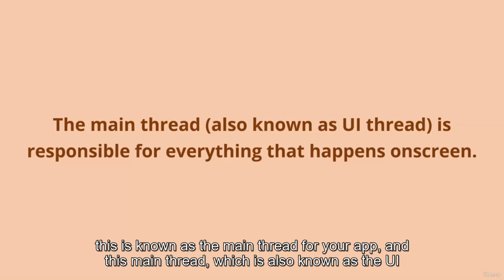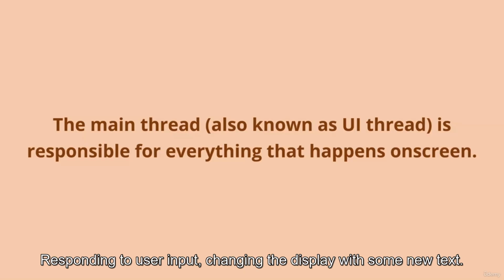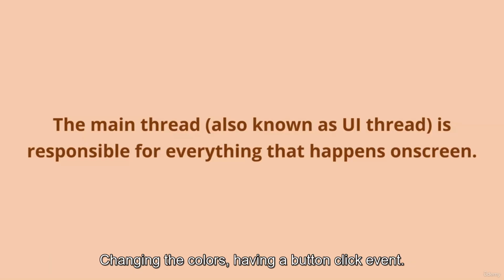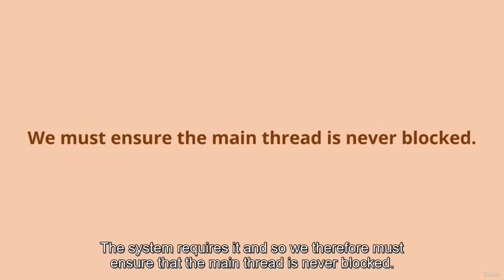And this main thread, which is also known as the UI thread, is responsible for everything that happens on the screen. And this is straight from the Android documentation. Responding to user input, changing the display with some new text, changing the colors, having a button click event. This must all happen on the main thread. That's mandatory. The system requires it. And so, we, therefore, must ensure that the main thread is never blocked.